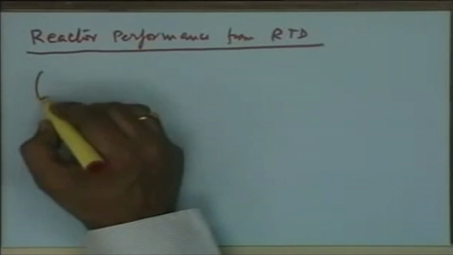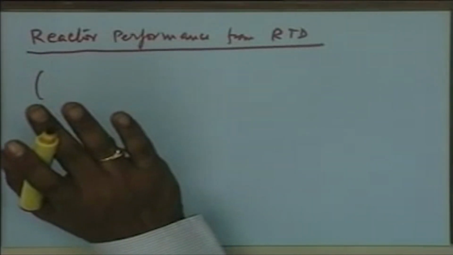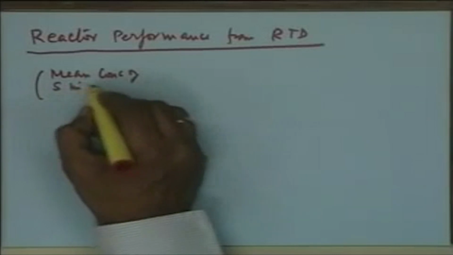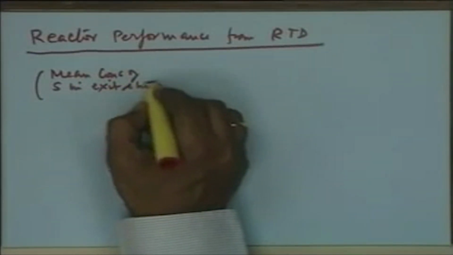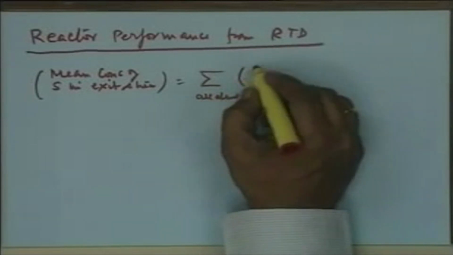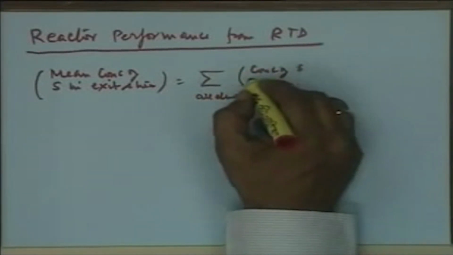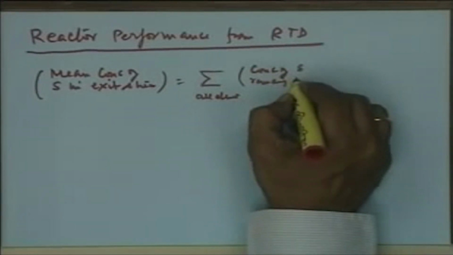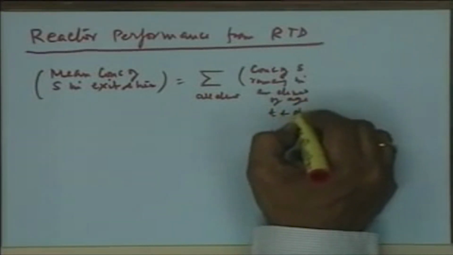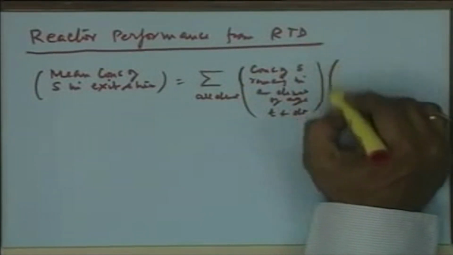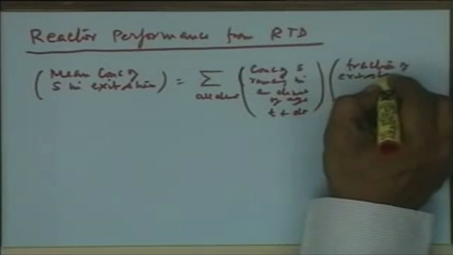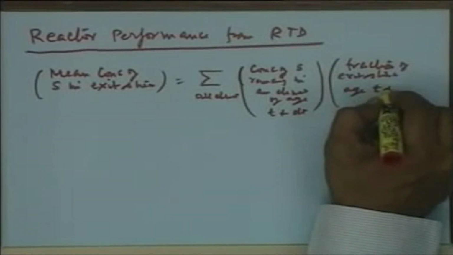Now in the case of a C curve, on the basis of the flow pattern, the mean concentration of the substrate in the exit stream will be equal to the sum over all these elements of the exit stream of the concentration of substrate remaining in an element of age t to t plus dt, multiplied by the fraction of the exit stream which is of age t to t plus dt.